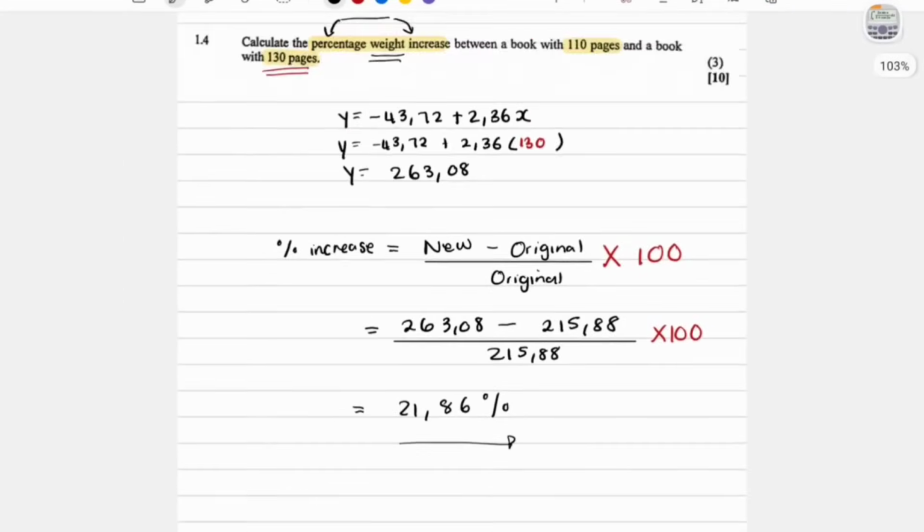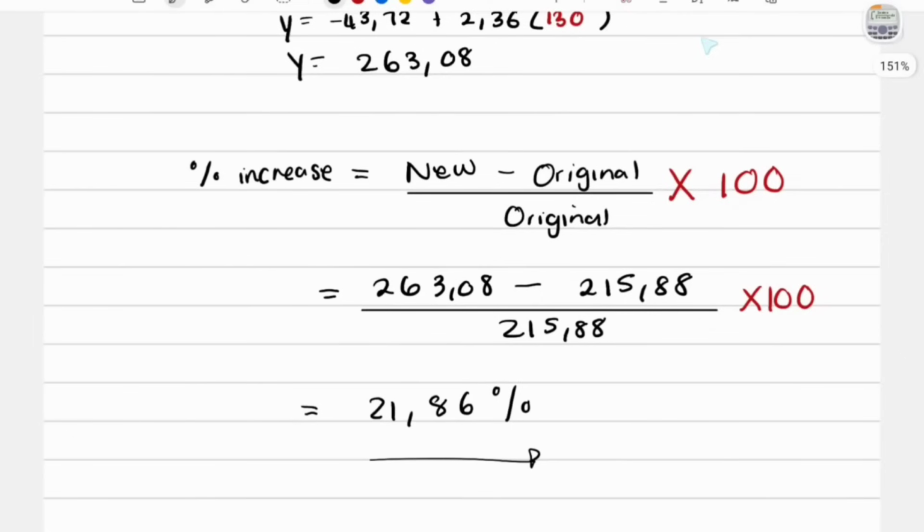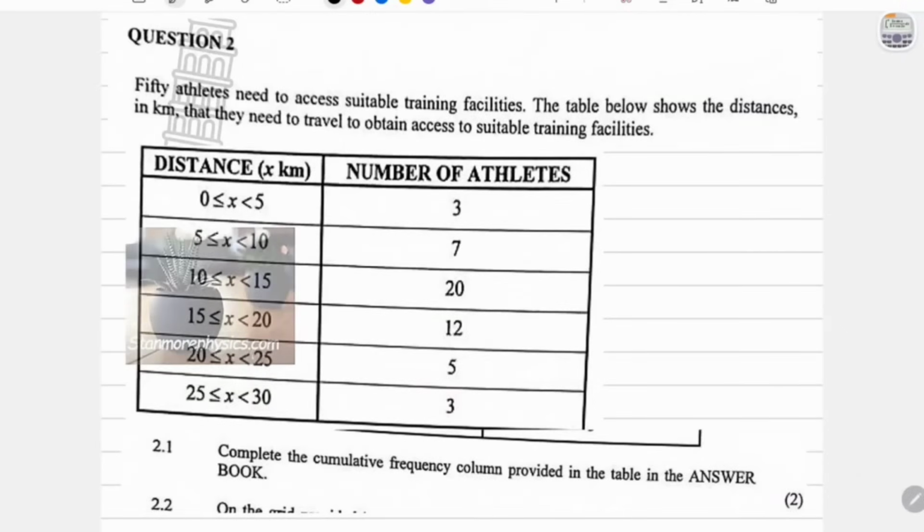And then we finally move on to question 2. Question 2 says 50 athletes need to access suitable training facilities. The table below shows the distance in kilometers that they need to travel to obtain access to suitable training facilities.